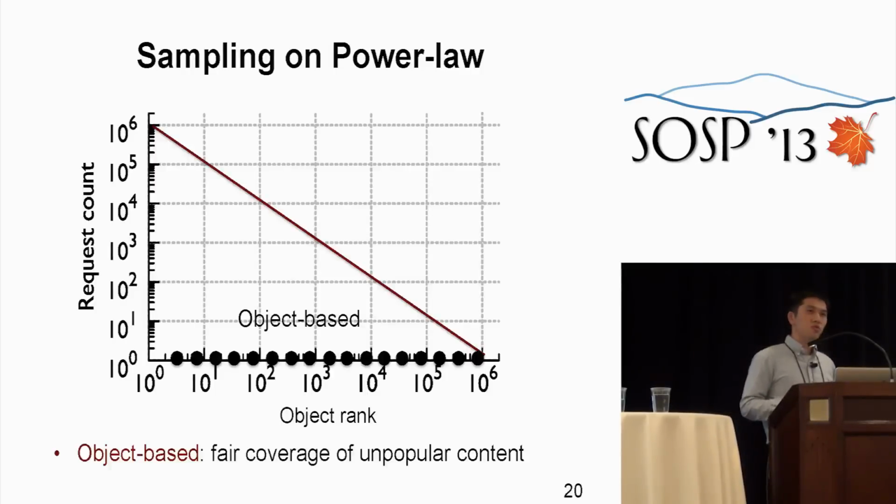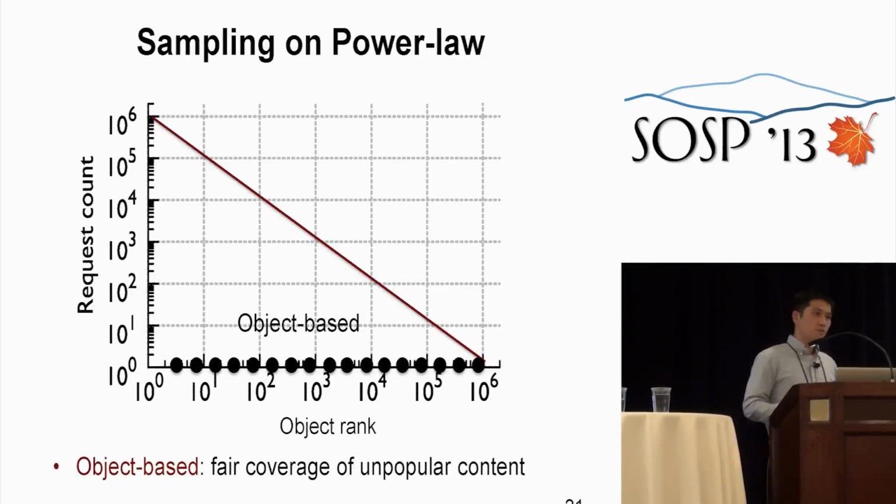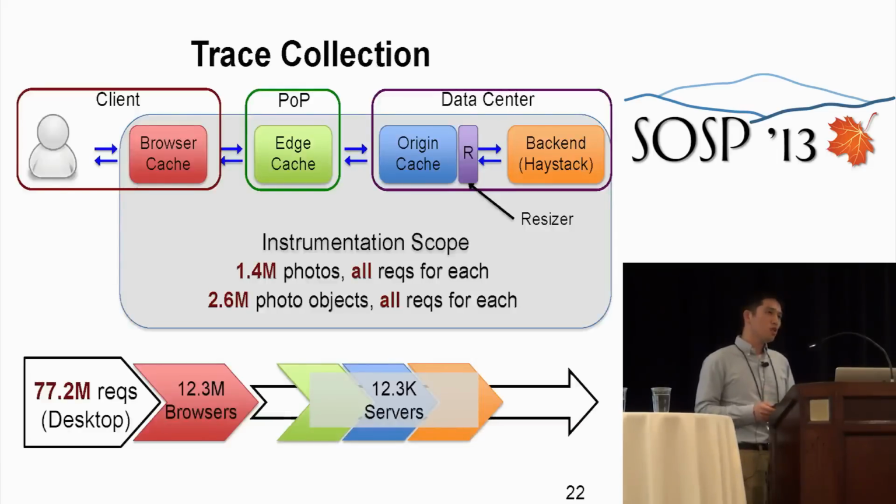Another solution, which we think is better, is based on the objects. No matter if it's popular or unpopular, you're sampling on an object basis. Then, by collecting all the requests for all the objects we sample, you can still get the same shape of the traffic. So we picked this option. And based on the hashing of randomly generated photo IDs, we collect 1.4 million photos and look at the traffic accessing all those photos.